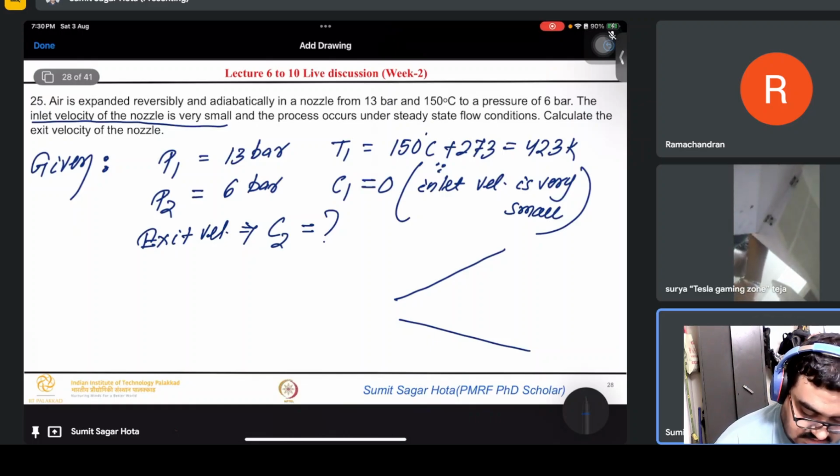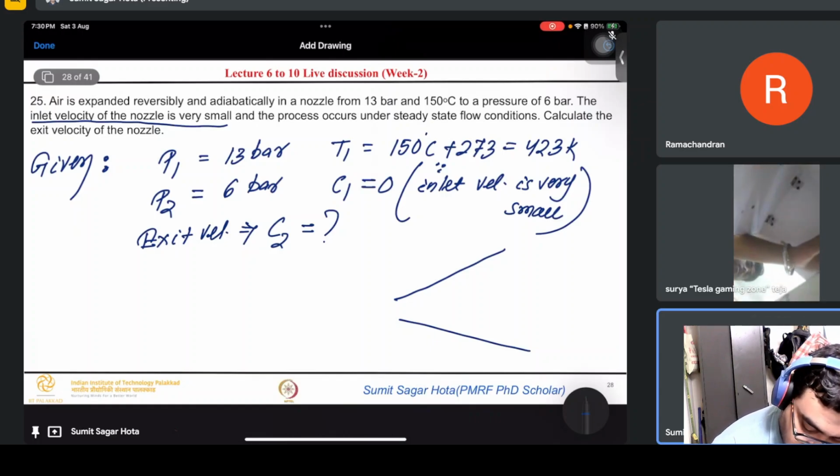Expanded means, so is this an expander or what? But you see, it's a nozzle. Just don't confuse them.